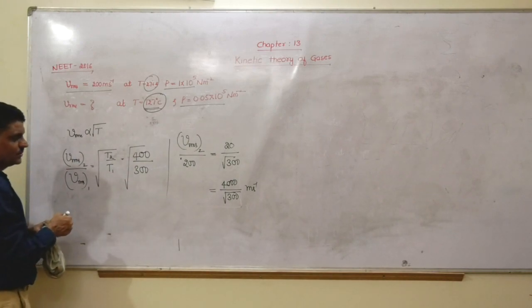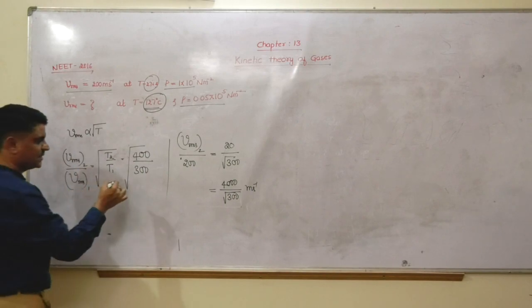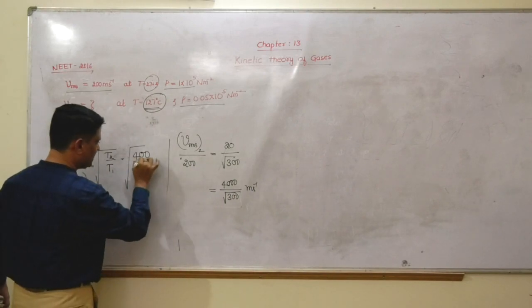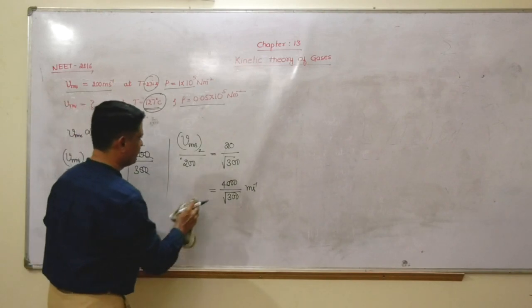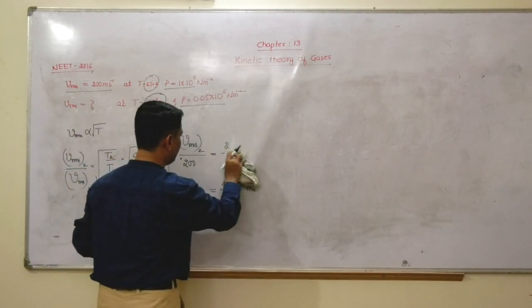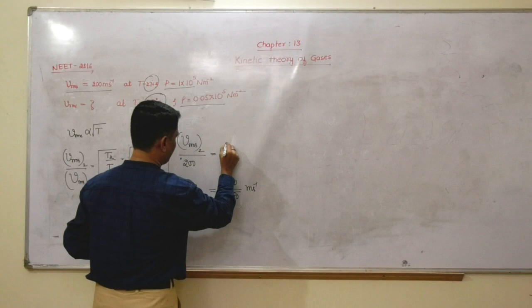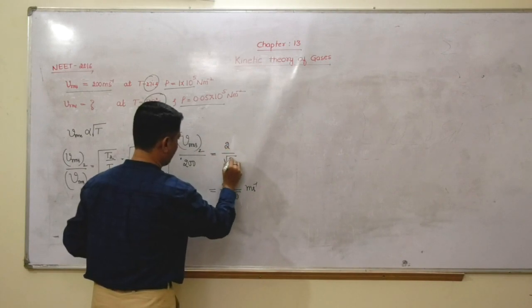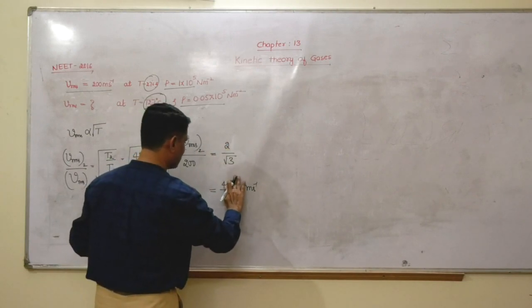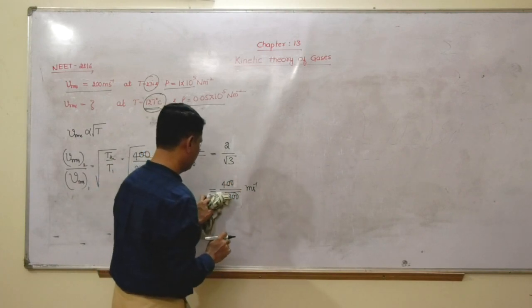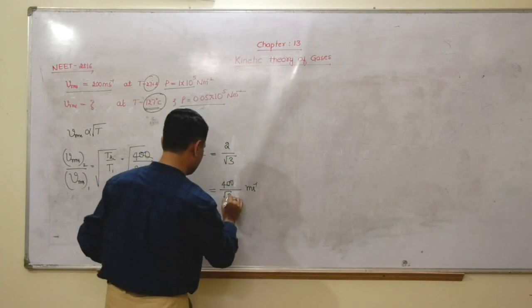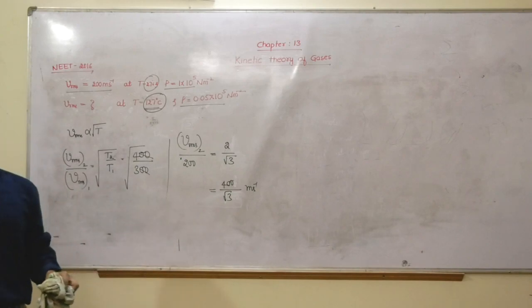This you can modify also. Still you can modify because this can be cancelled. It will be 2, it will be root 3. I think it's 400 divided by root 3 meter per second is the answer.